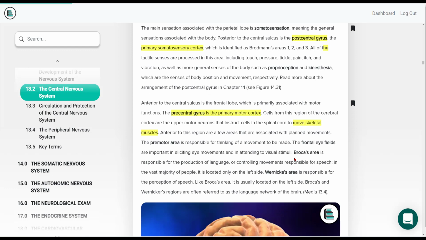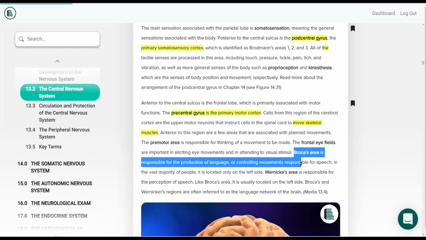A couple other areas that I want you to know well. One is Broca's area. This is the area that is responsible for controlling the production of language, or the movement of structures responsible for speech.